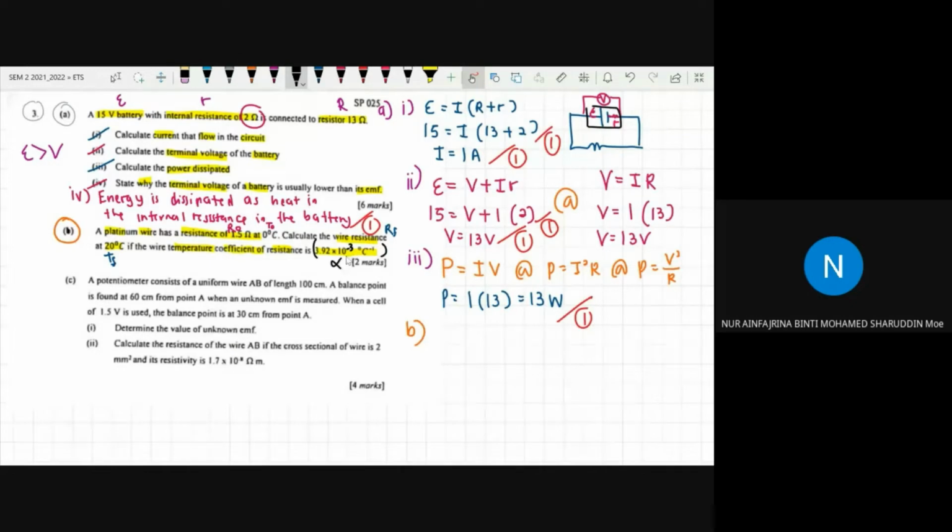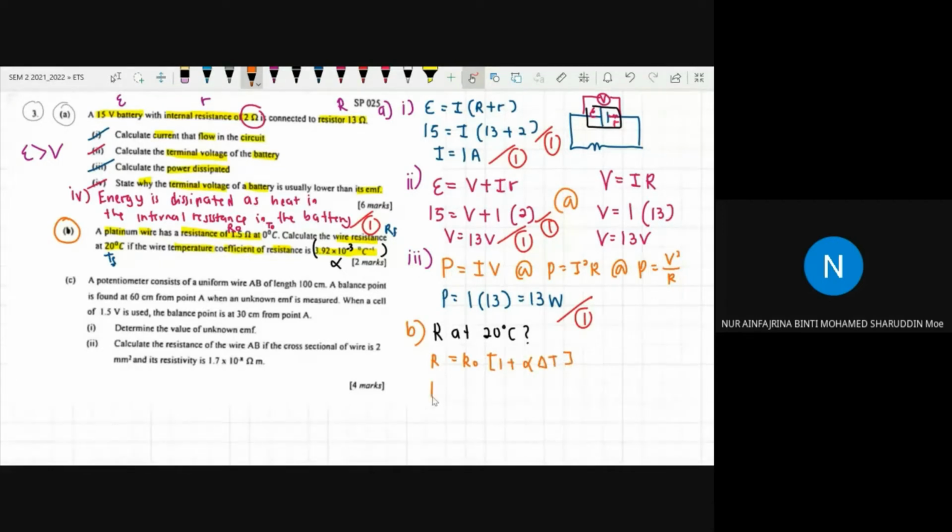So, sekarang kita nak cari R dia. Kalau kita nak cari R at 20 degree Celsius, kita nak pakai formula apa? Korang pakai formula apa untuk cari R dia? R equal to R naught bracket 1 plus alpha change of temperature. Very good. R equals to R naught 1 plus alpha change in temperature.